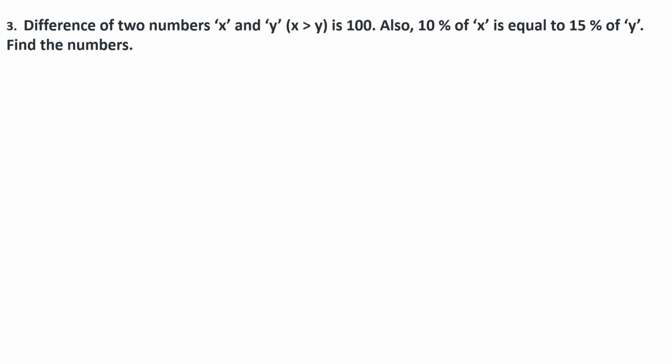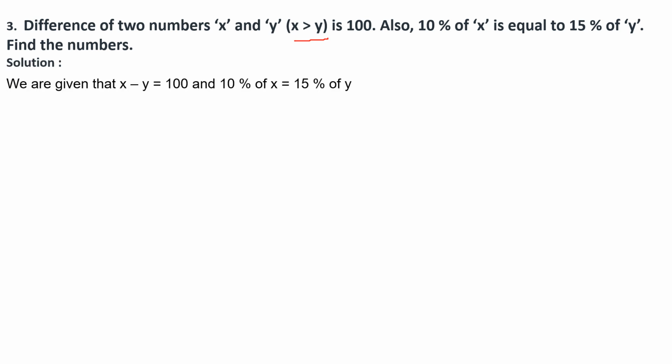The difference of two numbers x and y, where x is greater than y, is 100. Also, 10% of x is equal to 15% of y. So find both the numbers. It is given that the difference, which means x minus y, is 100, and one more relation is 10% of x is equal to 15% of y. So we have x minus y is equal to 100, take it as equation 1.